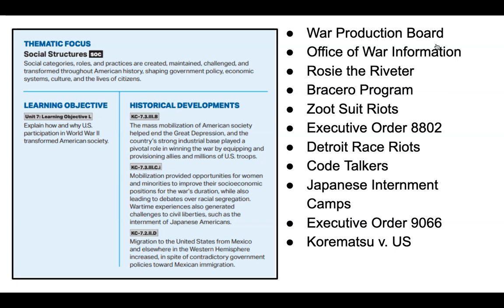Japanese Americans will be ordered into internment camps through Executive Order 9066, and then that will be declared constitutional by the court case Korematsu versus the United States. And we read about this in George Takei's They Called Us Enemy.